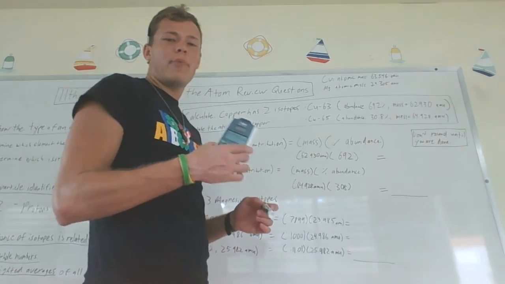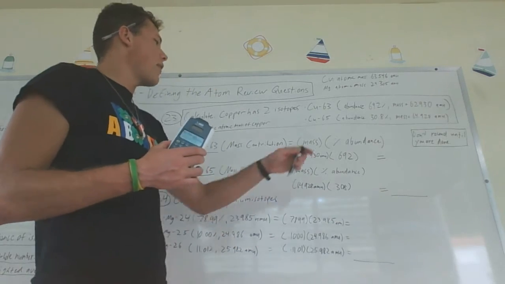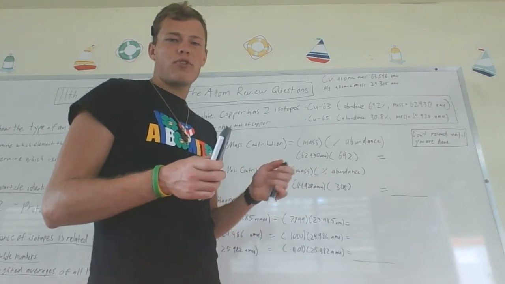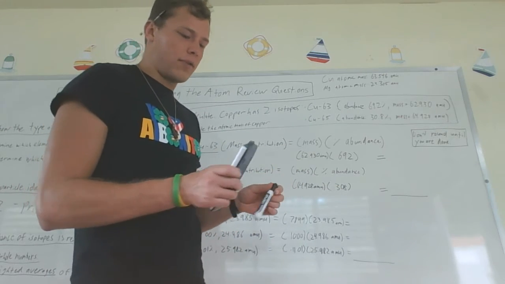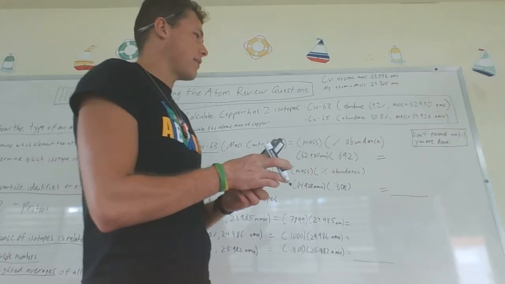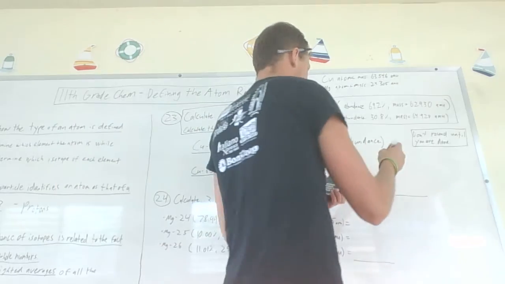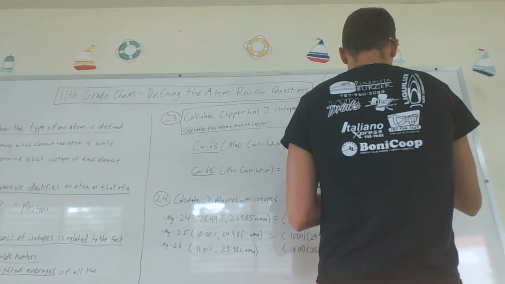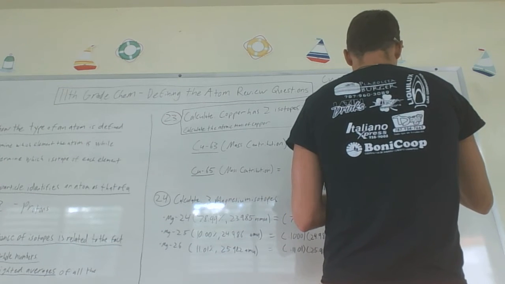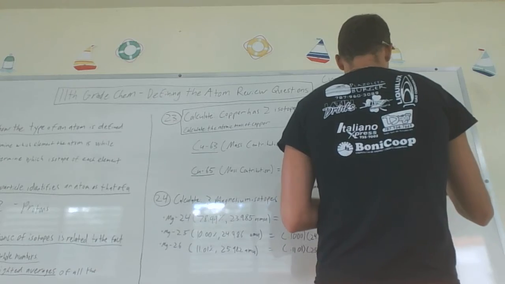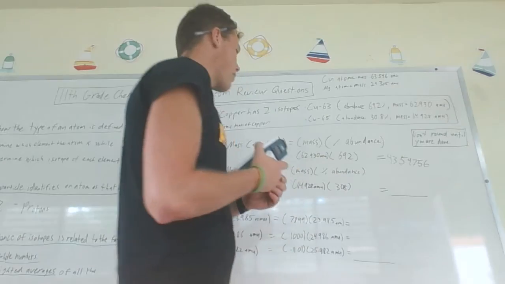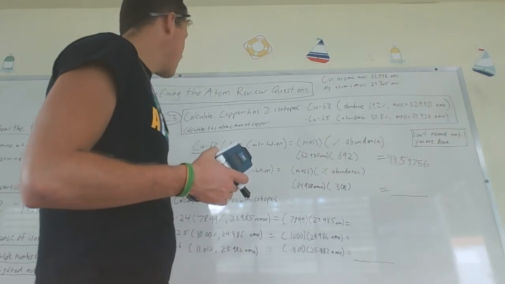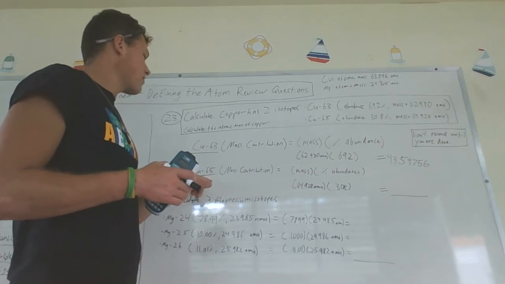So you want to keep the numbers in your calculator, and then we're going to add them together because we're trying to do significant figures, which you guys learned about. You don't round until you're done. Okay, so I'm going to write 43.54756. You want to keep your accuracy, and then for copper 65.